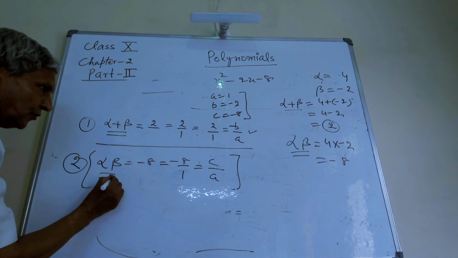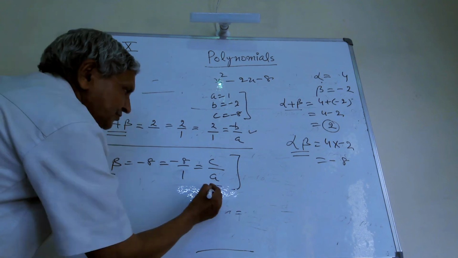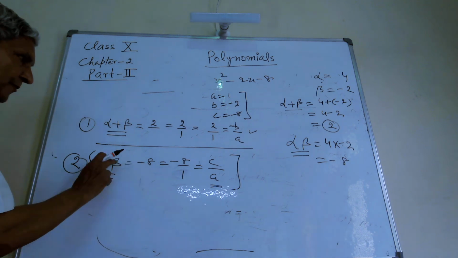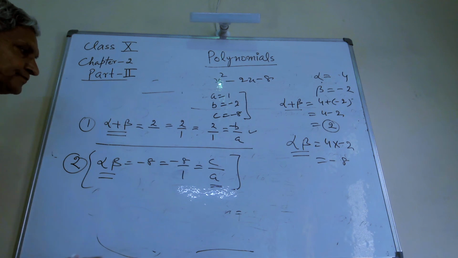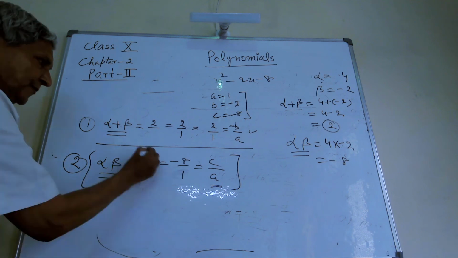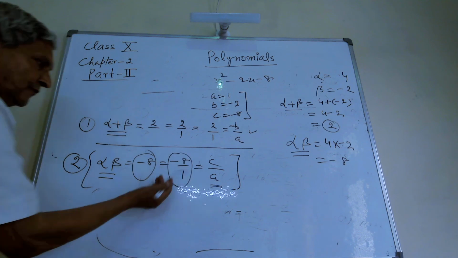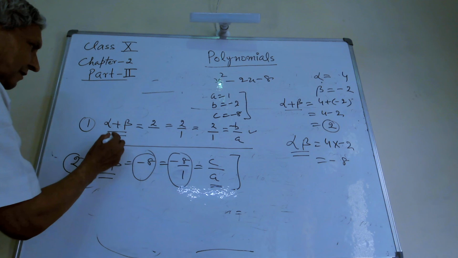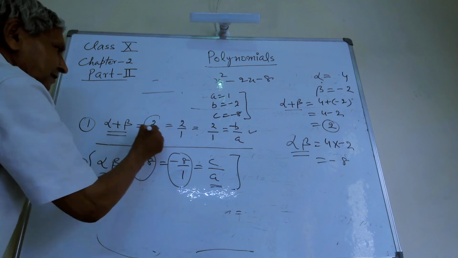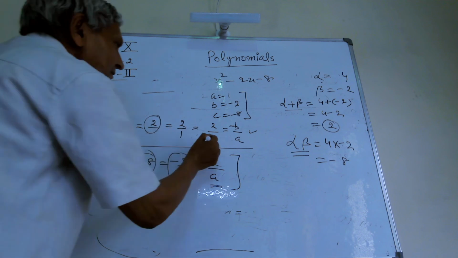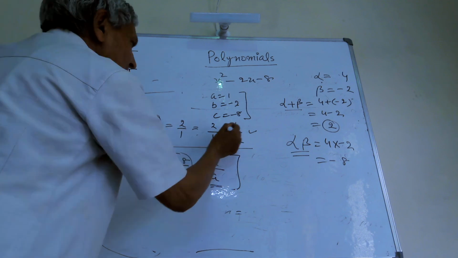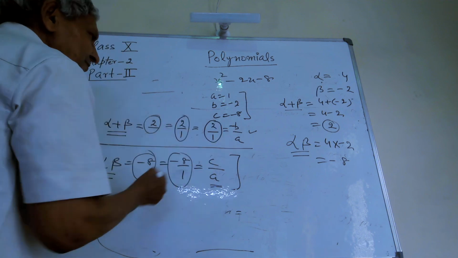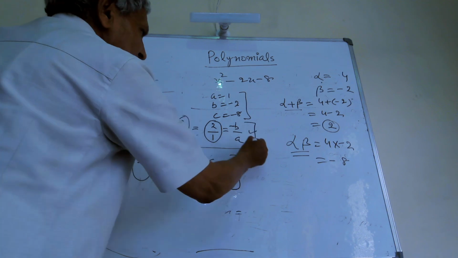Alpha beta is a product, and c upon a is a coefficient division, and this is the relation between both. Alpha beta and c upon a are both the same. You can see, this is alpha beta and this is c upon a, one and the same thing. This is alpha plus beta, and this is minus b upon a. Both are same. Hence, this relation is proved.